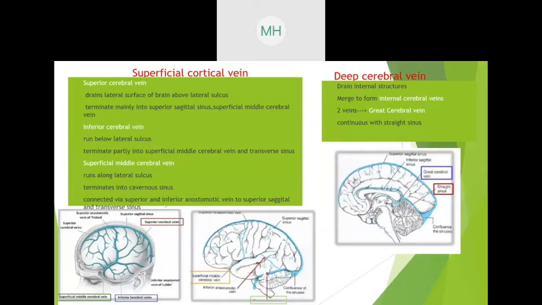Next is the superficial cortical vein. The superficial cortical veins consist of three parts: the superior cerebral vein, the inferior cerebral vein, and the superficial middle cerebral vein. These three veins will further anastomose and go into the superior sagittal and transverse sinus.